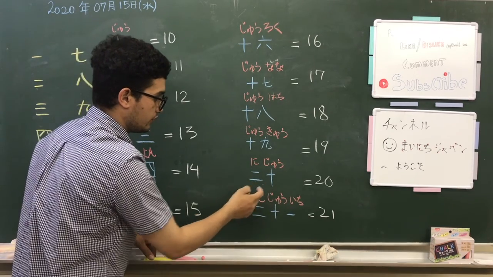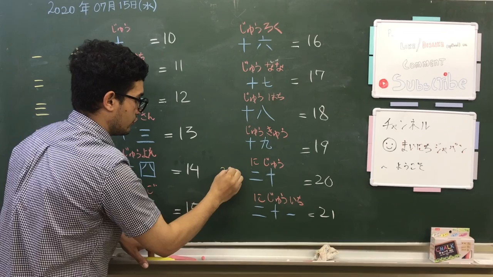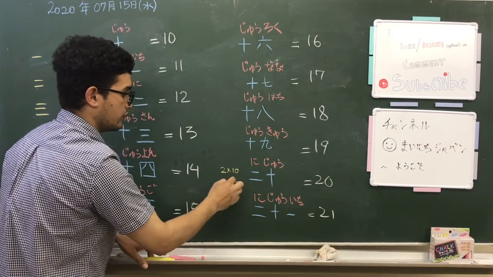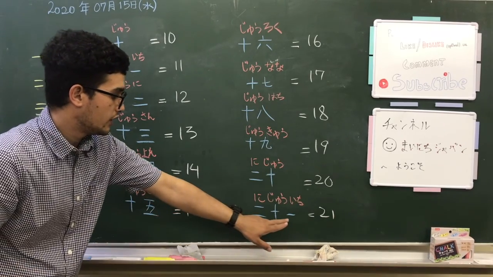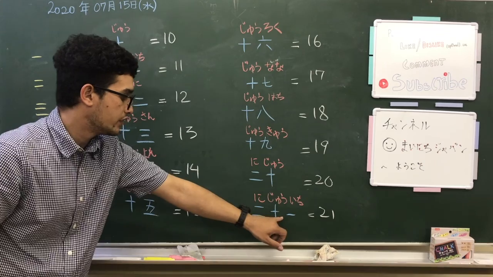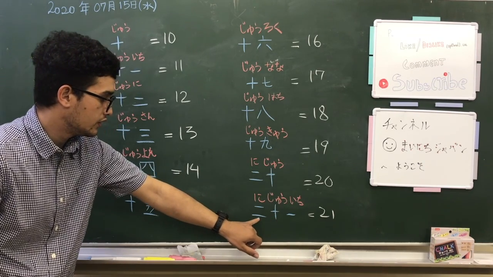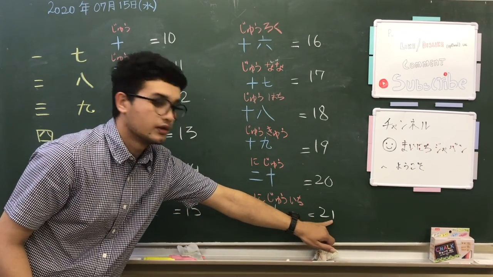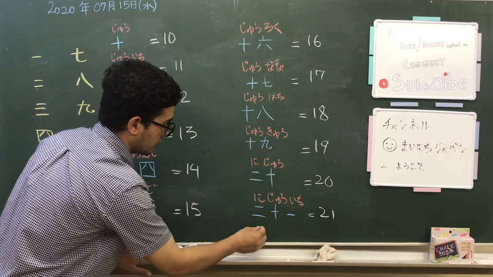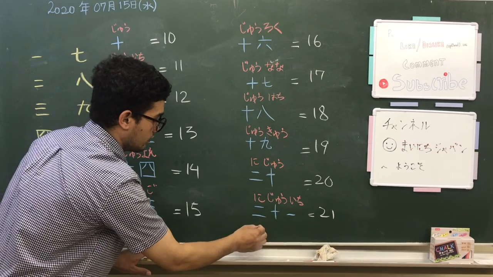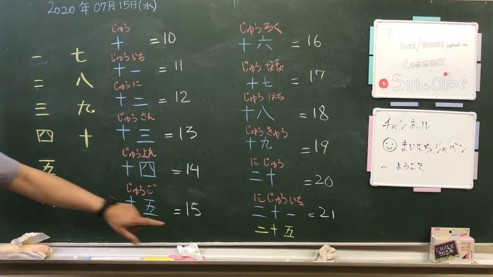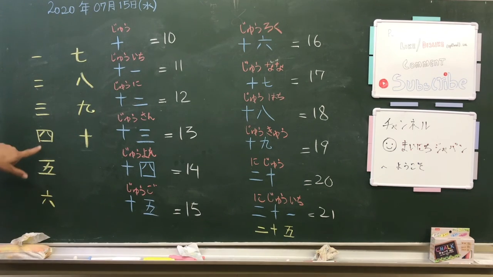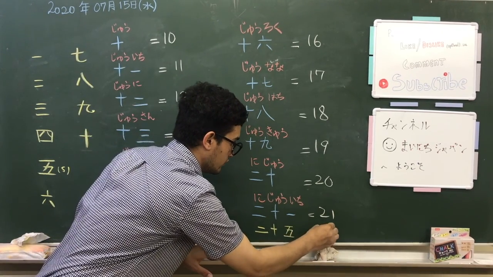Here, niju means 2 tens. So it makes niju. Next, after niju, you can again combine another kanji. For example, for 21, you combine niju with ichi, so it would make niju ichi. In the same way, if you want to make 25, 25 is niju go. We just combine niju with another kanji, go, which is 5. So it makes niju go, which is 25.